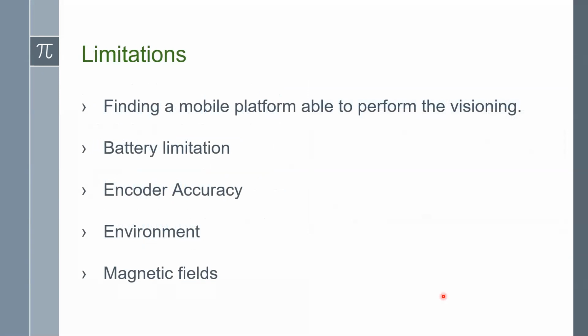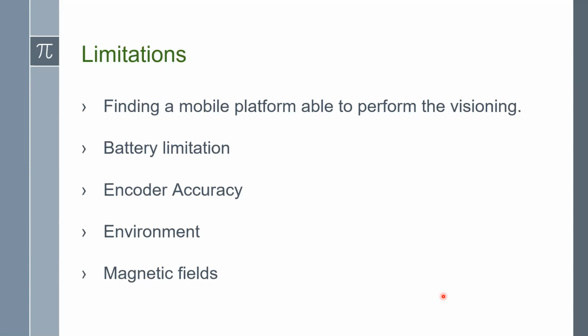Our limitations were, since this is a mobile robot and it has to find a target, it should be a completely autonomous robot. And our first challenge was actually to find a mobile platform that is capable of performing the visioning system that we seek. And then we have the battery limitation. For example, if the target was really far away, then the battery may run out before the robot can detect where it is.